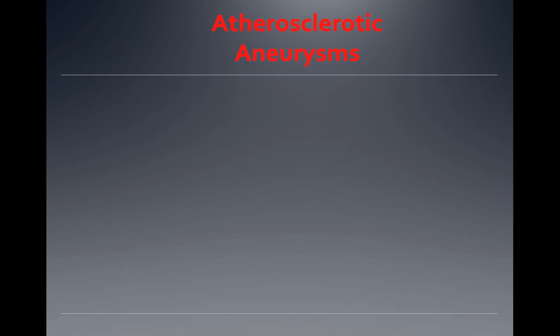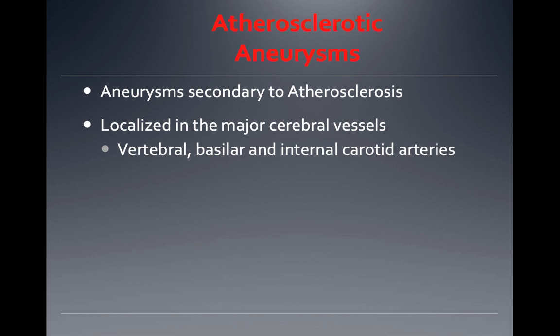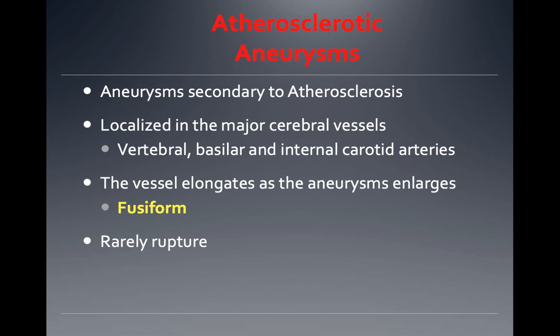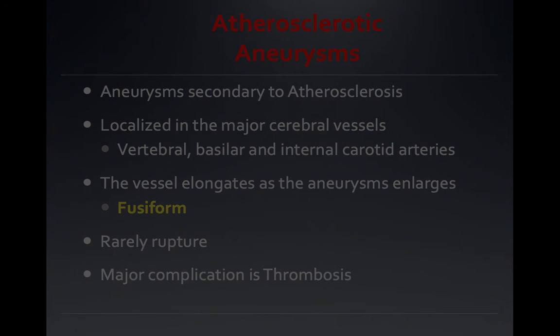An atherosclerotic aneurysm is secondary to atherosclerosis, and it's localized in the major cerebral vessels like the vertebral arteries, basilar arteries, internal carotid arteries, and the vessel elongates, okay, as the aneurysm enlarges, and this is called fusiform. It's rarely going to rupture, but the pressure can cause problems, and then there's complications because of thrombosis.